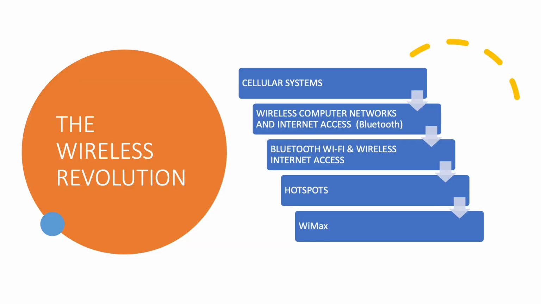Okay. So ano nga ba yung mga examples under the wireless revolution or ano bang nagkukonsist sa kanya? So first is the cellular systems, the wireless computer networking and internet access or the Bluetooth, Wi-Fi and wireless internet access, the hotspots, and the WiMAX. So, welcome to the wireless revolution. An example of wireless revolution are the cell phones, smartphones, ano pa ba, tablets, and all wireless.